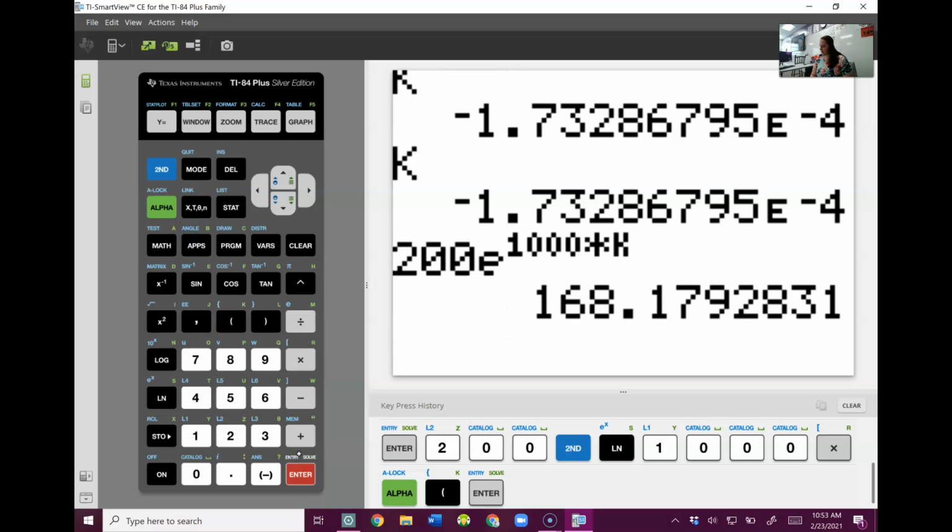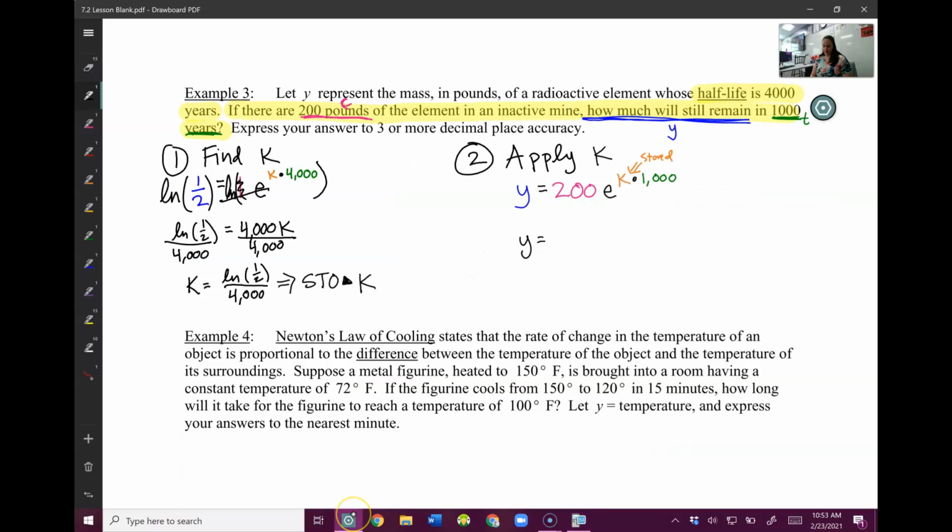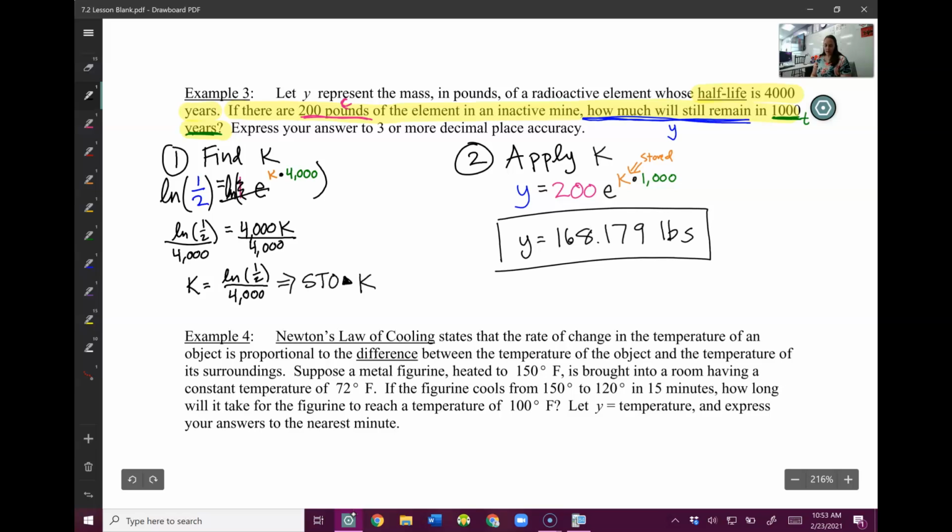And it says express your answer to 3 or more decimal place accuracy. So 168.179. And this is pounds. So after 1,000 years, if we start with 200 pounds, there will be about 168 pounds left. And we know that answer is accurate because we didn't round K, we stored it.